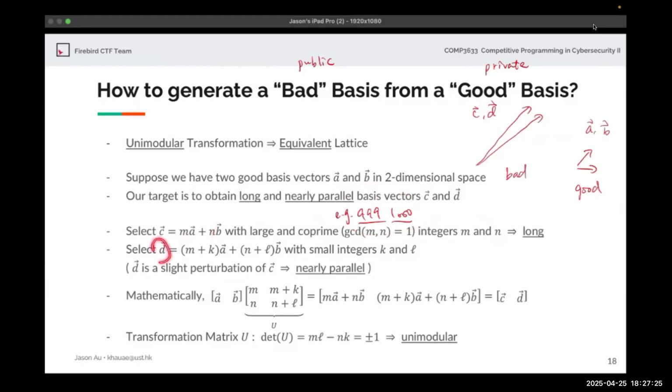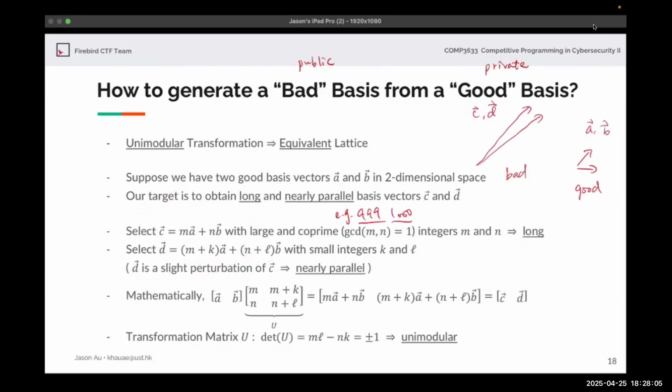And vector D is actually a very slight movement from C, or a slight perturbation of C. This ensures that they are very close and very parallel. Actually, we just make m to be m plus k, and n to be n plus l, where k and l are very small integers like 1, 2, 3, or -1, -2, -3. This process will give us a random basis that is what we require for the bad basis.